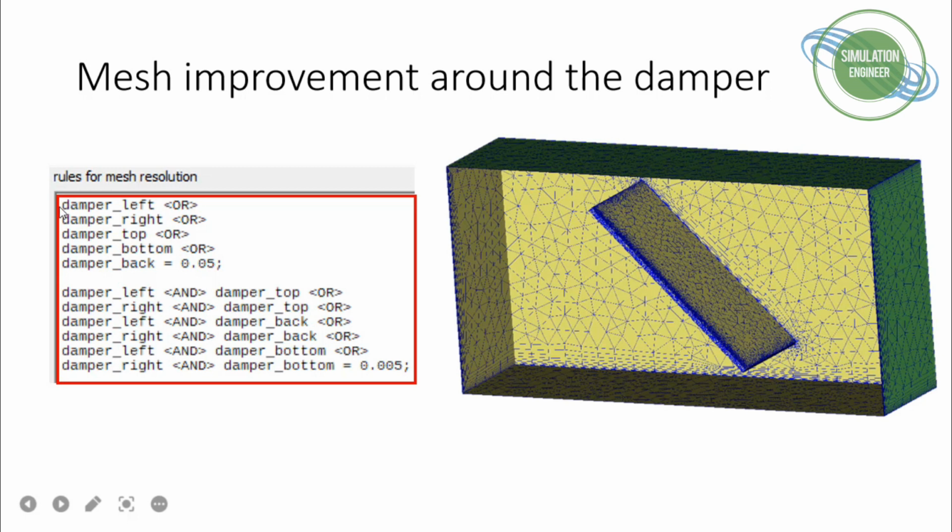So I'll be starting, first of all, I will show you how you can improve the overall surface mesh of the damper, and then in the next step we will be trying to improve the edges, the surface edges of the damper geometry, as we can see in this mesh here.